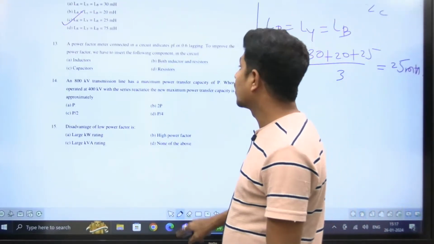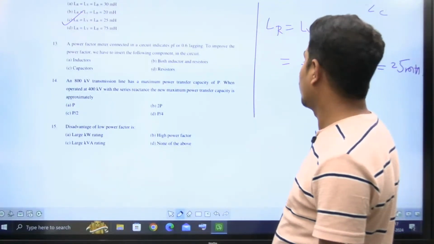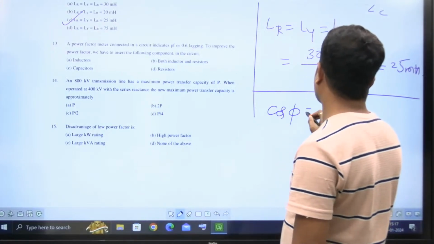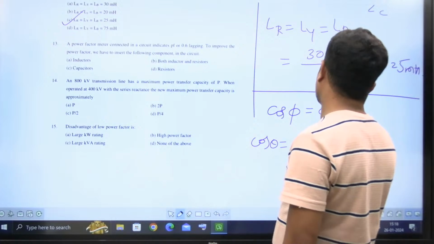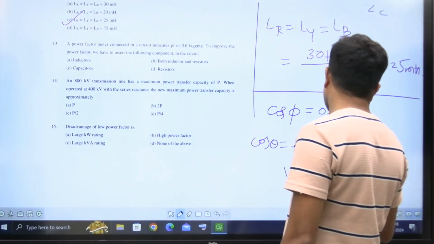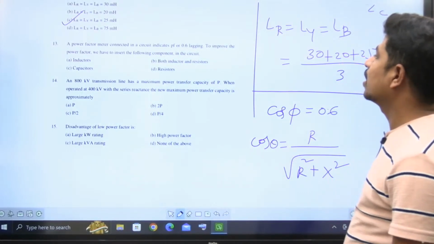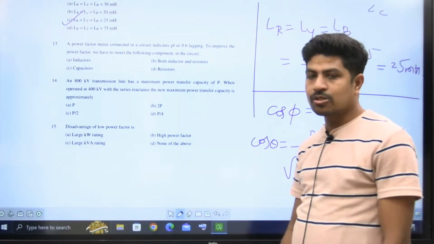What is it saying here? A power factor meter is connected in a circuit that indicates a power factor of 0.6. So the present power factor is 0.6. What is power factor? Cos phi is equal to R by root of R square plus X square, generally. To improve the power factor, we have to insert the following component. Which component is he asking us to insert?